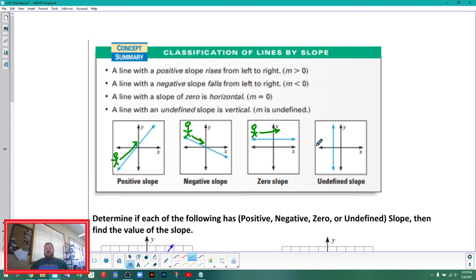And then we have one last one that is an undefined slope. Okay, an undefined slope. I think of it here. I can't even get on this treadmill. This looks like a rock wall. I'm not doing any rock wall climbing. So I can't really get on that, right? I can't get on that treadmill.